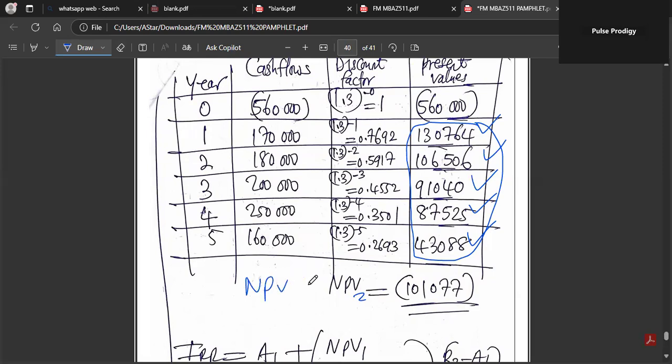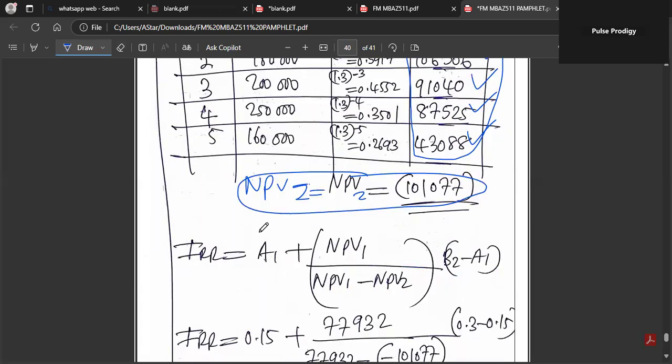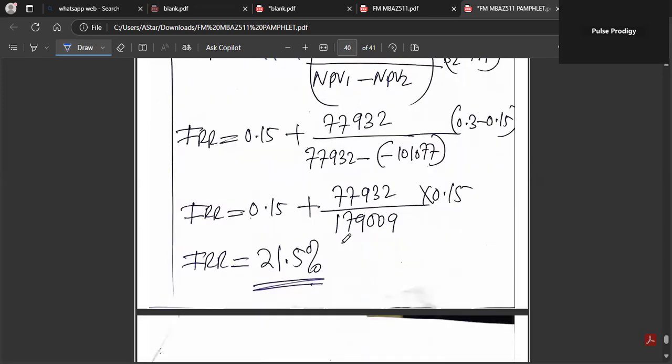So NPV2 is giving us this. Then rate 1 is 15%. Rate 2 is 30% or 0.3. Then substituting here, we got the internal rate of return of 21.5. Is that okay with you?